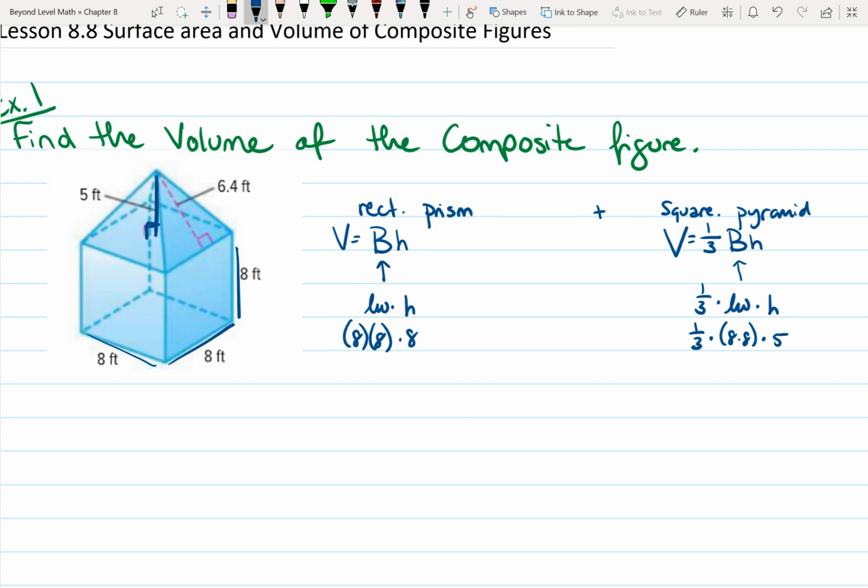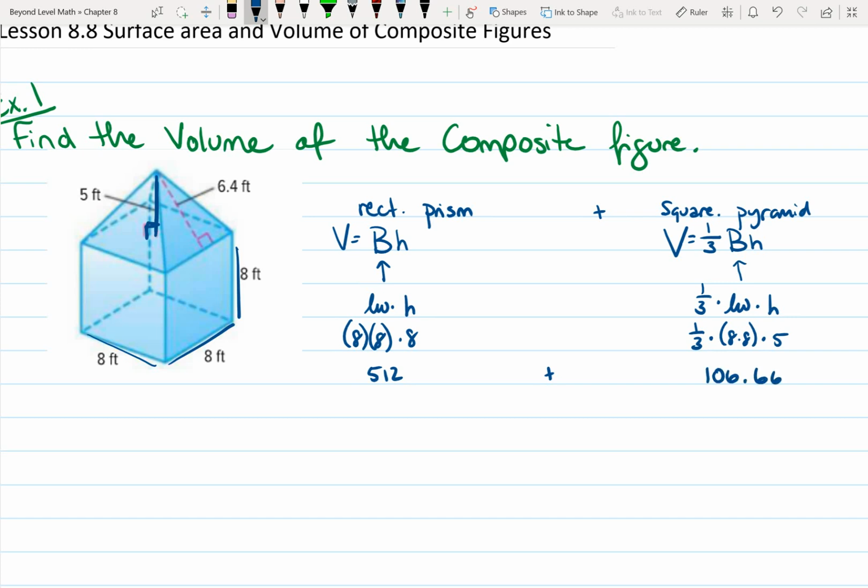All right, so 8 times 8 times 8, we get 512. Remember, keep that addition sign. And then, let's see, 1/3. Remember, do not make 1/3 0.33. Keep it as a fraction. So depending on your calculator, you can do parentheses 1 divided by 3, close parentheses, or use your ABC button. So 1/3 times 8 times 8 times 5, we get 106, 106.66.